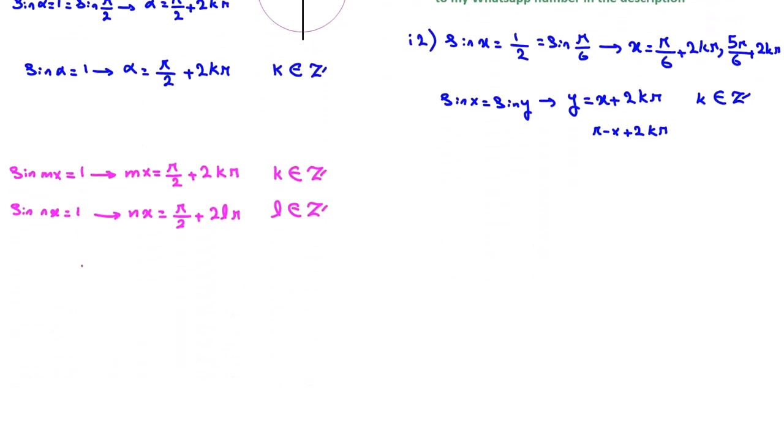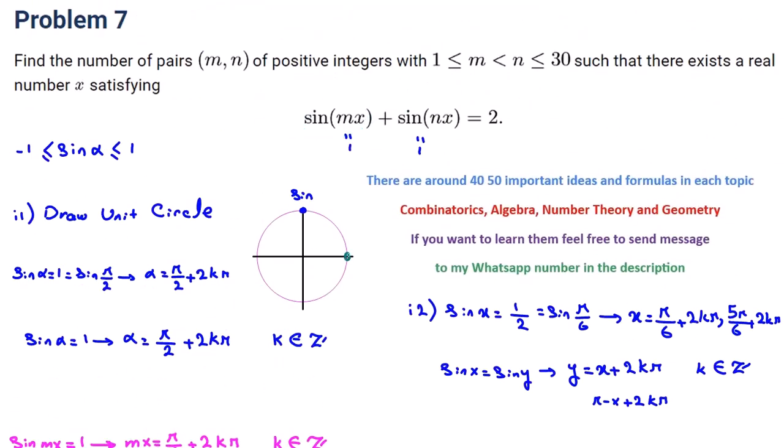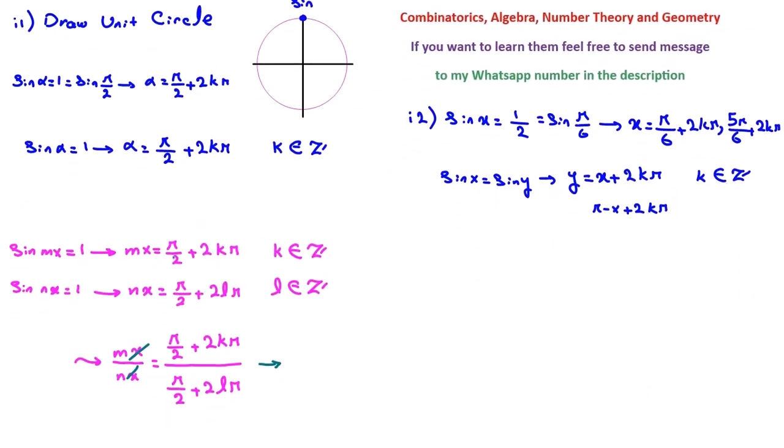Now, I want to divide both sides. Why? Because I can cancel x, and I can also cancel pi. So if you divide, mx over nx equals (pi over 2 plus 2k pi) over (pi over 2 plus 2l pi). In the next step, I cancel x. Why can we divide? Because x is not 0. If x were 0, sine 0 would be here, 0 plus 0 would be 0, not 2. And we also know this part is not 0 because it's pi over 2 plus 2k pi, and this part cannot be 0 either, so we can divide.